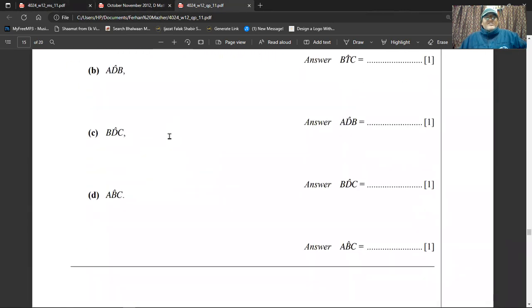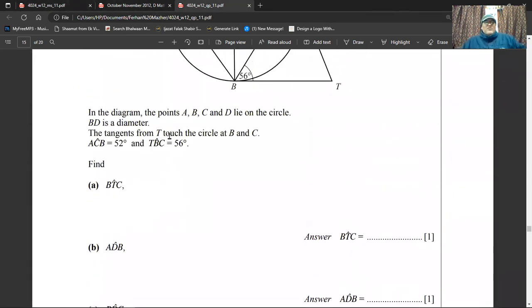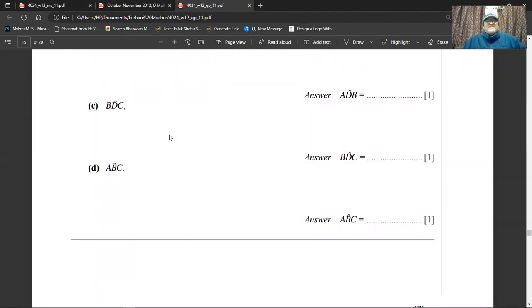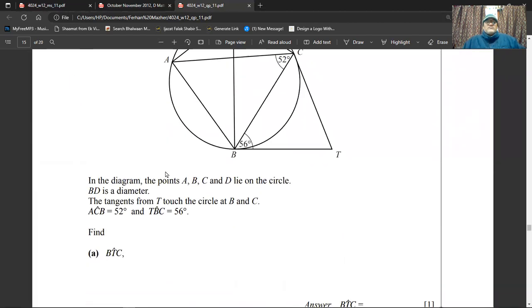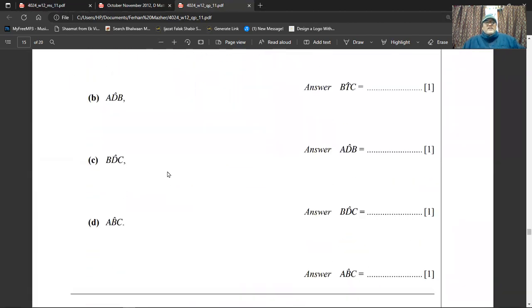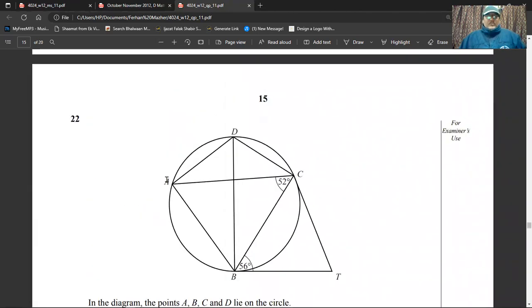Okay. Then the question is ABC. They want me to find out the angle ABC. Okay. So ABC, they want me to find out this angle ABC. And I know this angle, that is 52. I know this angle, that is 56. So I know this angle ADC. And I want to find out this angle.